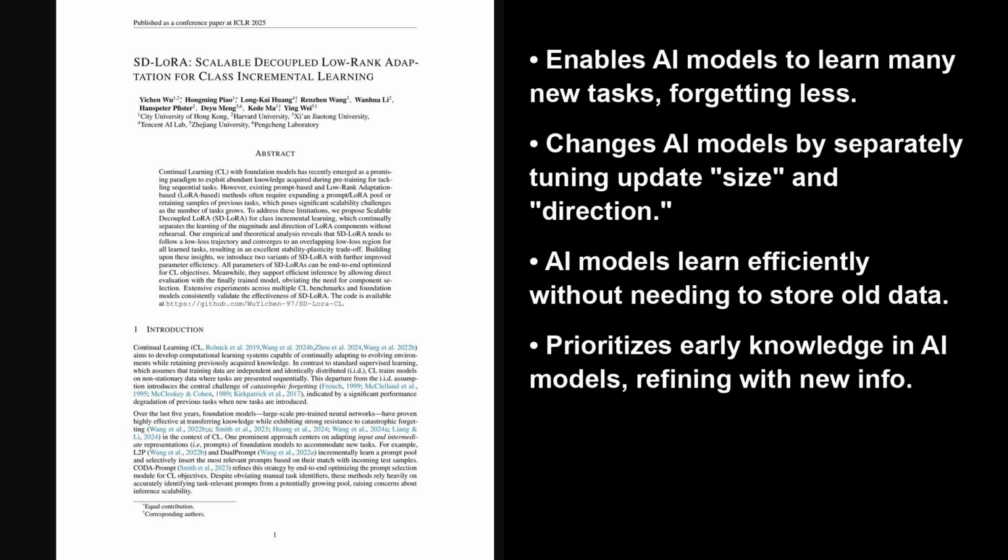So to wrap things up, it's clear that Scalable Decoupled Low-Rank Adaptation offers a really smart way for AI to learn continuously. We've seen how by separating the strength or magnitude and the specific direction of its internal updates for each task, it tackles catastrophic forgetting. Remember, that's the common issue where an AI forgets previously learned tasks when new ones are introduced. And this all applies to those large foundation models, the powerful pre-trained AIs, helping them learn efficiently without needing to store old data. It's a great balance.